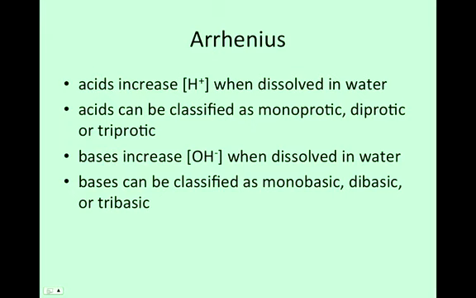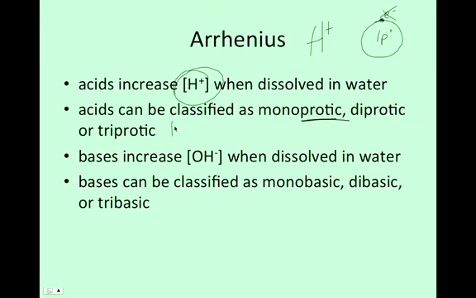Basically, acids will increase the hydrogen ion concentration when dissolved in water, and bases will increase the hydroxide ion concentration. You can classify acids as mono-, di-, or triprotic, and the protic is referring to the hydrogen ion. A hydrogen atom is one proton with a little electron circling around, while a positive hydrogen ion has lost that electron and you're left with a proton. That's where mono-, di-, and triprotic come from.